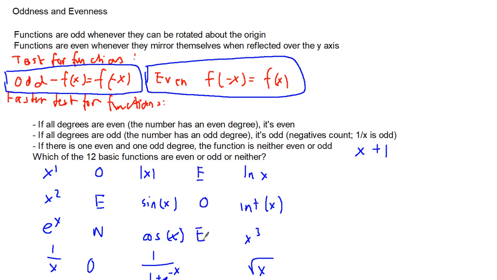Cosine is even. You can look at the graph. I forgot to fix the y. I'm really sorry. I forgot to fix the y. The y would have made it clearer that this is an odd and this is an even function.